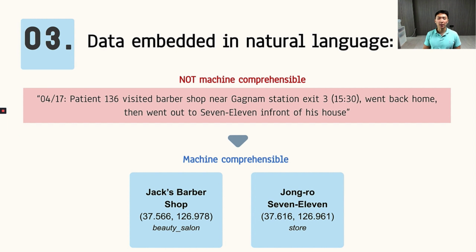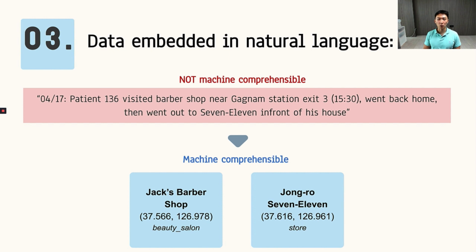After collecting the data in a single table, we need to parse and quantify data embedded in natural language. The sentence in the red box is how the raw data is presented to us. I'll read you the sentence. April 7th, patient 136 visited a barber shop near Gangnam Station, exit 3, went back home, then went out to 7-Eleven in front of his house.